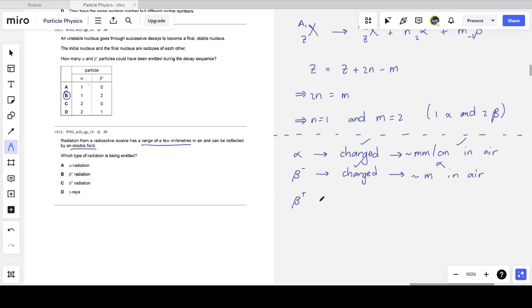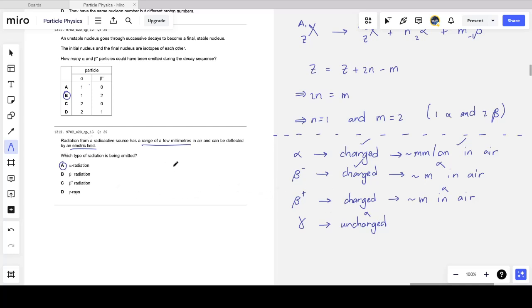Beta plus particles, which are just positrons, which are the antiparticles of electrons, are identical in almost every way. They also will travel a few meters in air, but that's not what the question says. The question says they will have a range of a few millimeters in air, so that can't be the correct one. And lastly, we have gamma. Gamma doesn't pass the first criteria for it to be charged because gamma particles are just electromagnetic radiation, so they're uncharged. And so all we are left with is option A for alpha radiation.